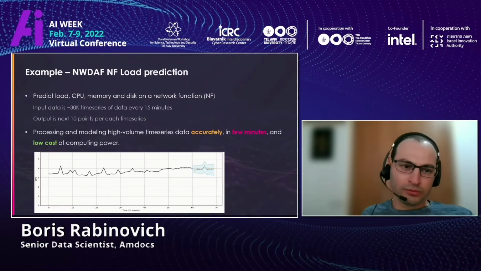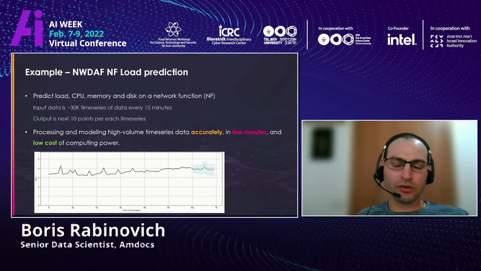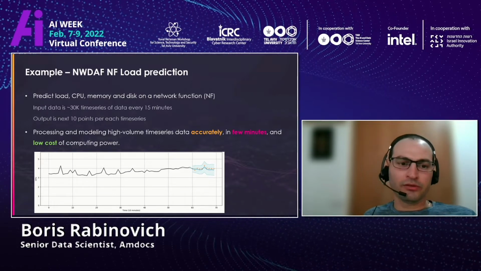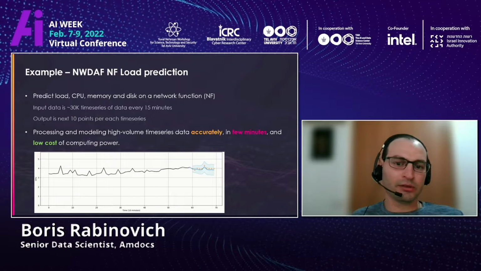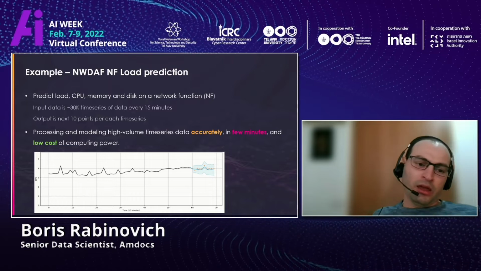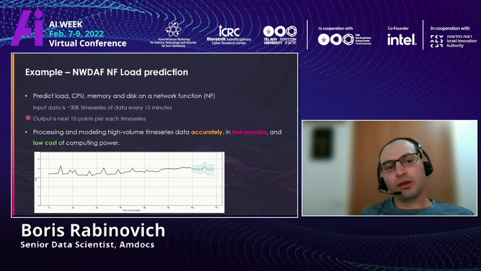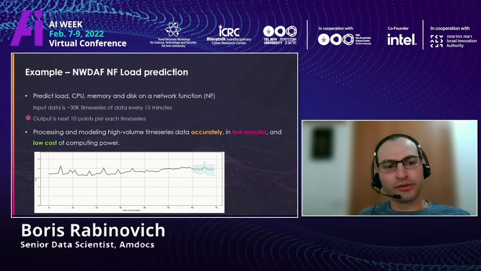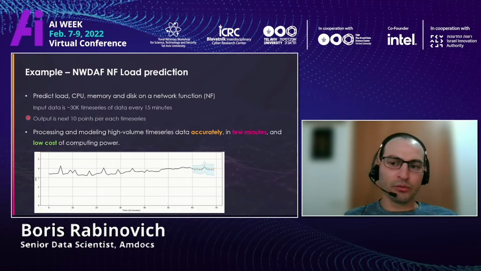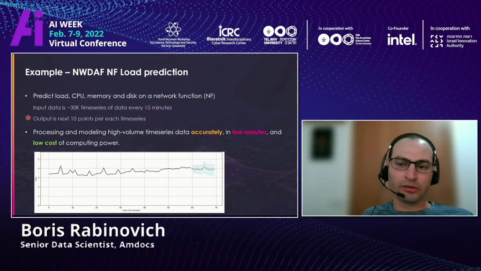I'm going to go through an example, which is NWDAF NF Load prediction. We need to estimate and predict different load metrics like CPU, memory, and disk on top of this network, for different types of network functions. As an input to our problem, we have about 30,000 time series in 15 minutes granularity, and the task is to predict 10 points ahead into the future. Again, every point is a 15 minutes aggregation.